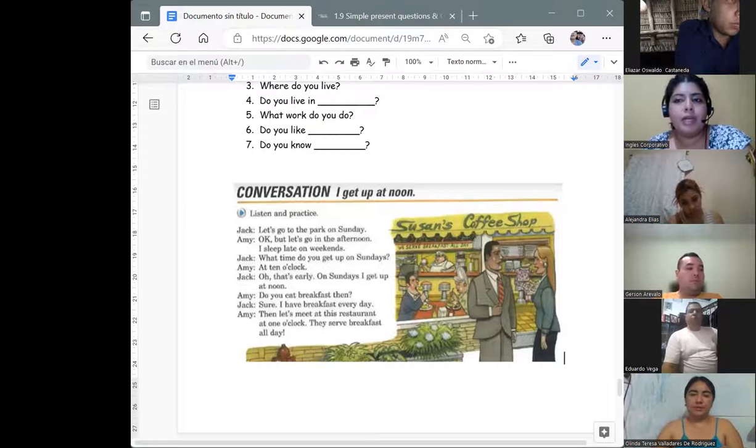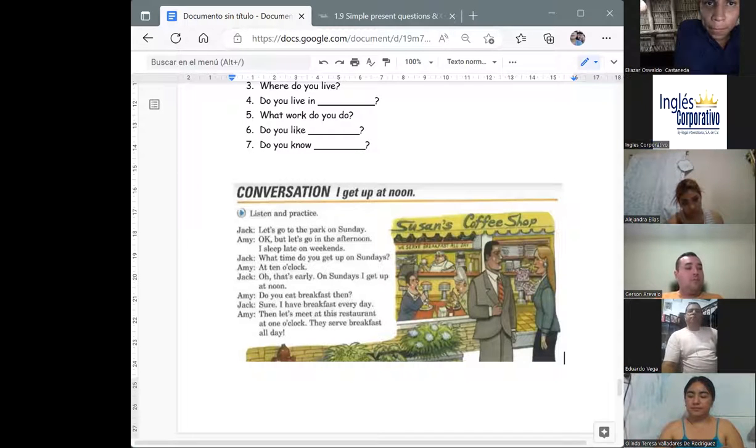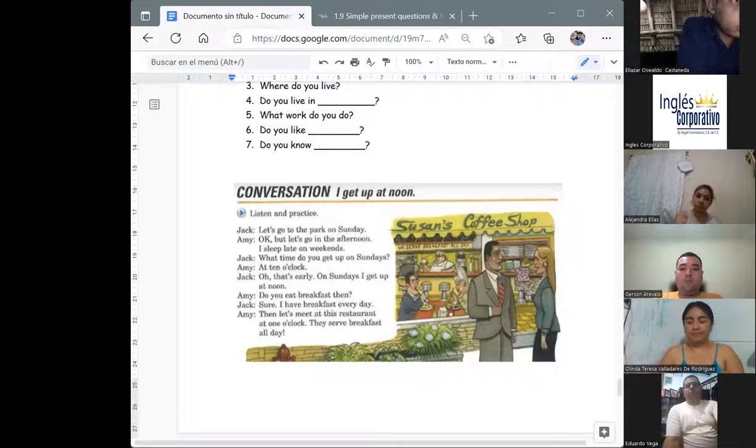Los que puedan tomar una screenshot de la conversación estaría perfecto porque a la hora de entrar a los grupos se va a quitar la pantalla y no van a poder estar viendo la conversación. So if you want to take a screenshot, it will be okay.